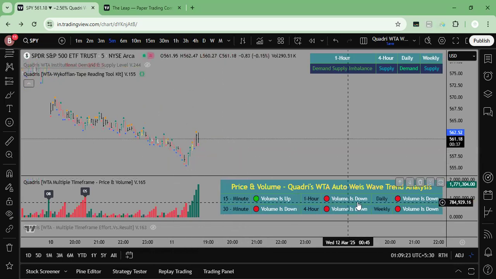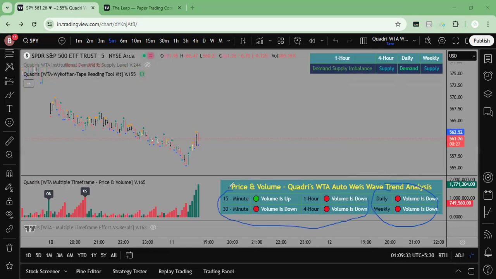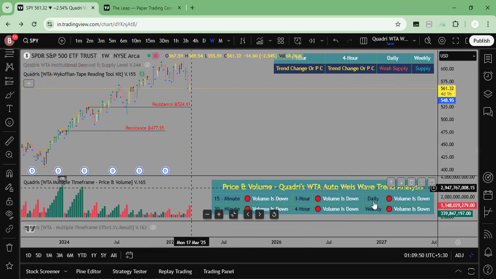It is showing you volume is down, and it goes up till weekly. But I don't normally do the weekly and daily. I normally use these time frames because they fit into my day trading criteria, though swing traders can go for 1 hour to weekly. For example, on weekly, once again, weekly is down, so it will give you the data that weekly is down.